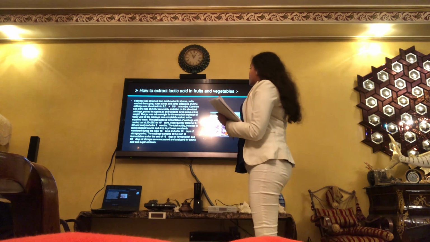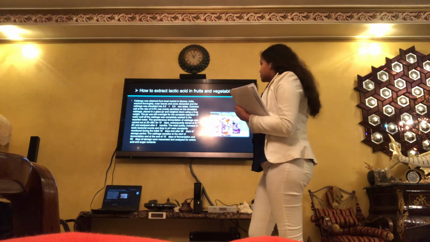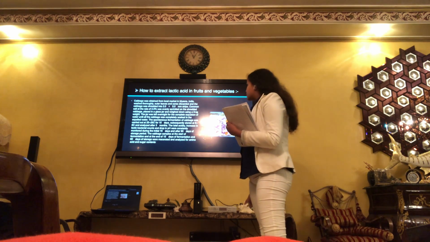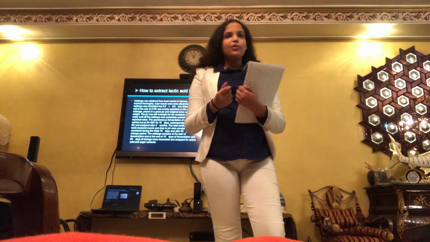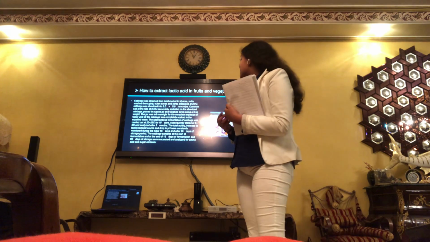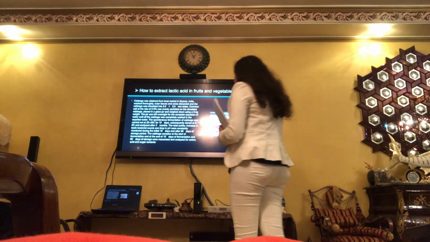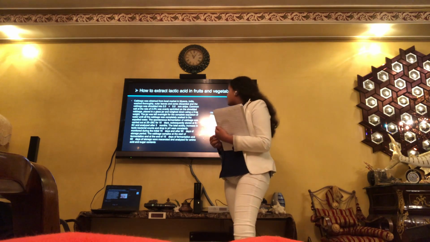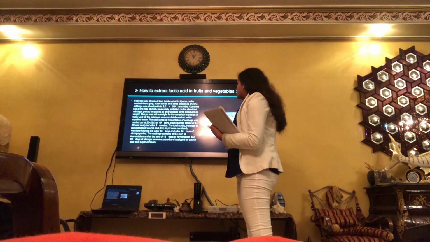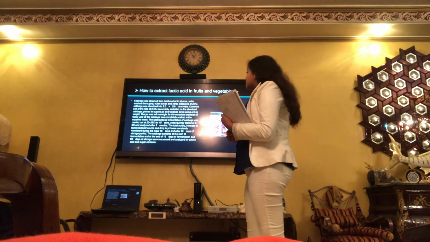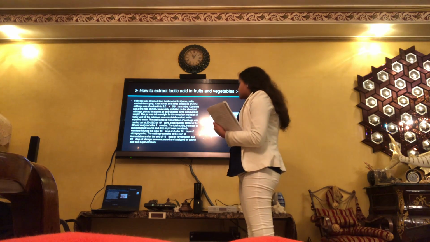And now, how to extract lactic acid in fruits and vegetables. Cabbage fermentation is one type of lactic acid in fruits and vegetables. Cabbage was obtained from a local market, washed thoroughly, the leaves and cores removed, and then shredded into small strips.